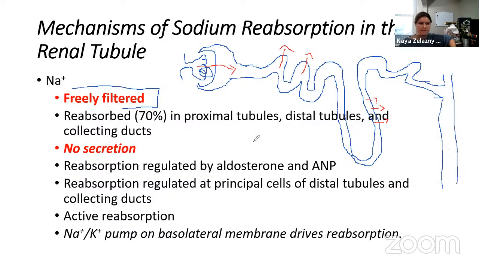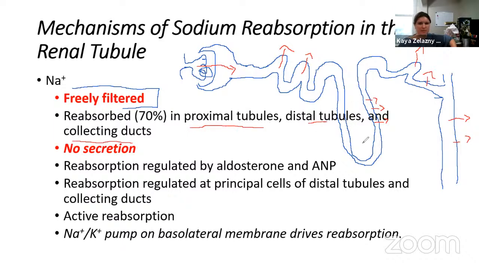So about 70% of the sodium that we filtered in, I guess I can draw some arrows here, right? We're reabsorbing, we're reabsorbing, we're reabsorbing. So it's coming out of the fluid. So about 70% of the sodium that went into the nephron originally came from the plasma, freely filtered into the nephron, is getting reabsorbed by the body. Most of it is coming from the tubules and the collecting duct.